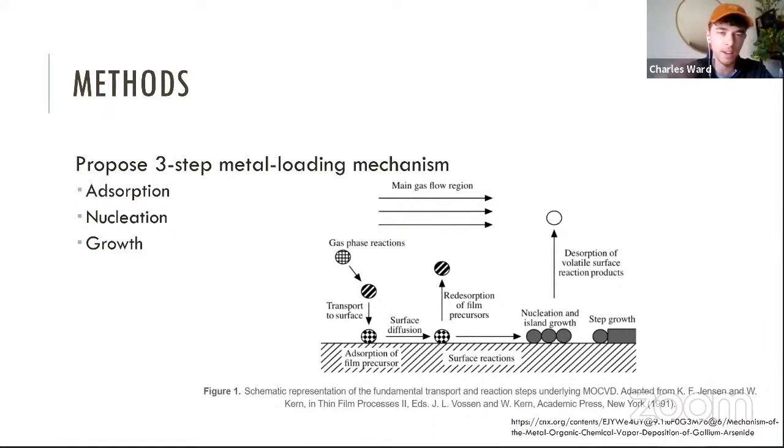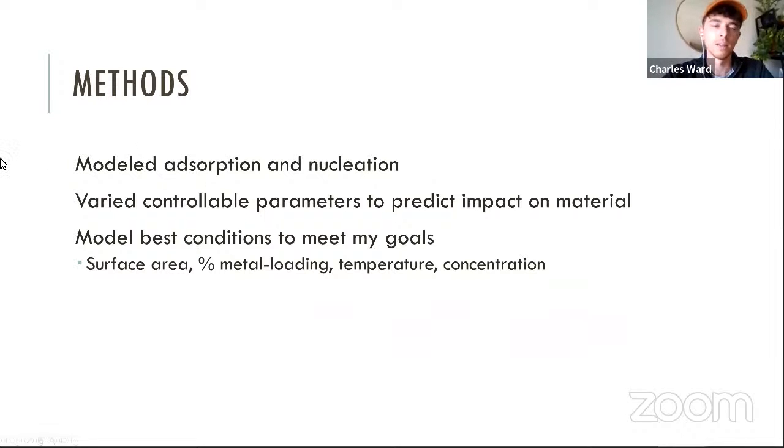Okay, so for the methods of how I broke this down, I used a 3-step metal loading mechanism. So first, adsorption of the metal precursor onto my surface, followed by the nucleation and then growth of those particles. That's just what this image down here shows, a typical generic example of this process. I broke it down in those 3 steps, but I only modeled adsorption and nucleation for this work.